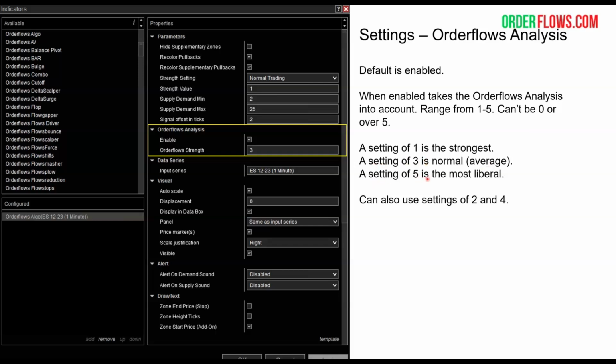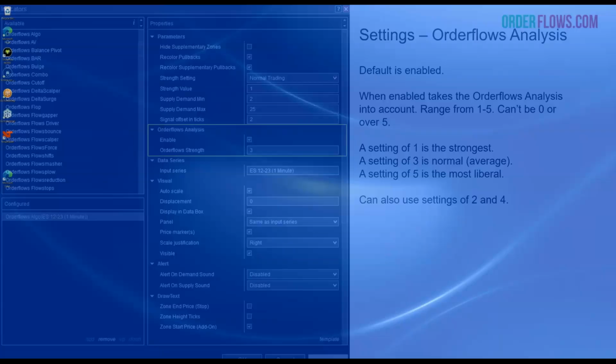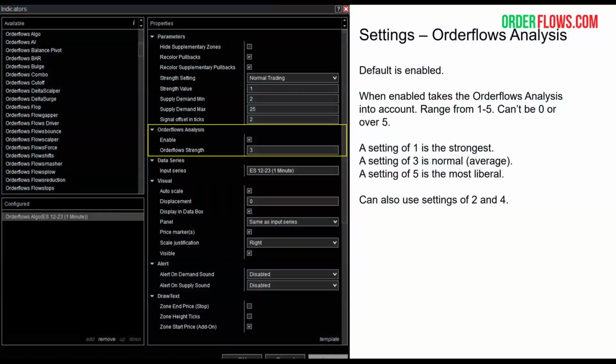Setting of 5 is the most liberal. Okay, so again, 3 is average, 1 is the strongest. Now you can use settings of 2 and 4. But again, if I wanted to, I could have just made it 1, 2, 3, with 1 and 2 being average and 5. But we were sort of looking at the results, and it's just like, well, I'll just keep them in there.